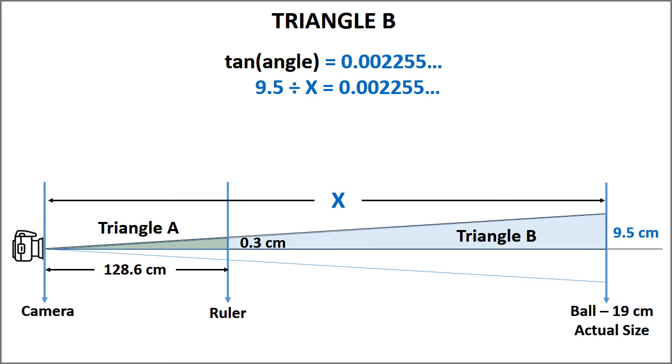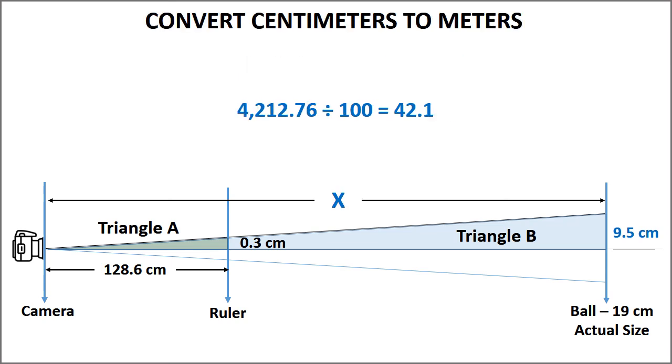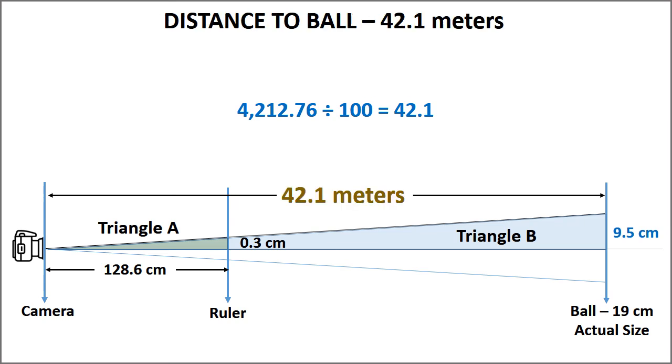to 0.002255. I just rearrange the formula, so I'm calculating for x, and the answer is 4,212.76 centimeters. Next, I'm going to convert centimeters to meters, and since there's 100 centimeters to a meter, I just need to divide by 100. So I estimate that the ball is about 42.1 meters away from the camera.